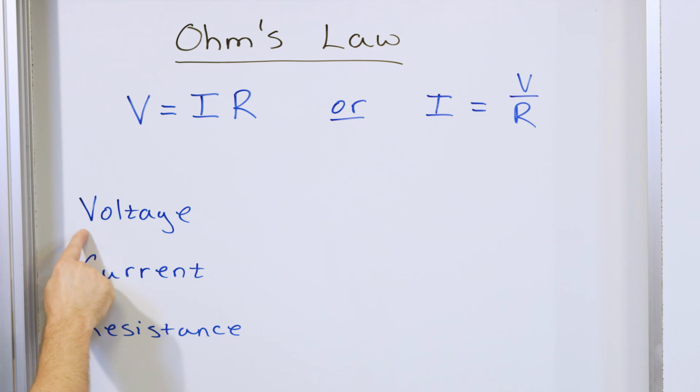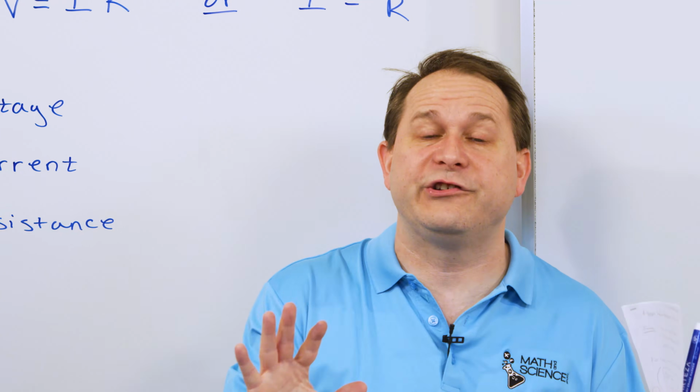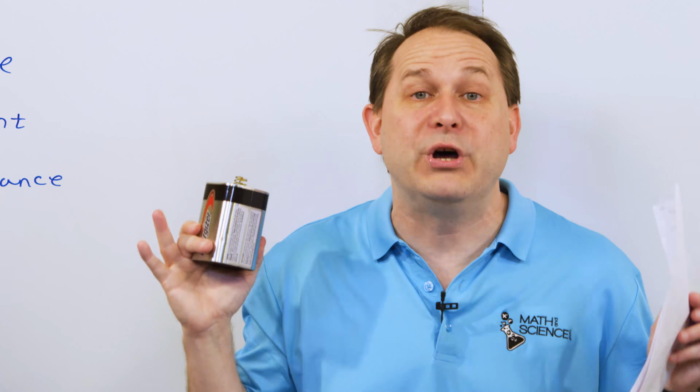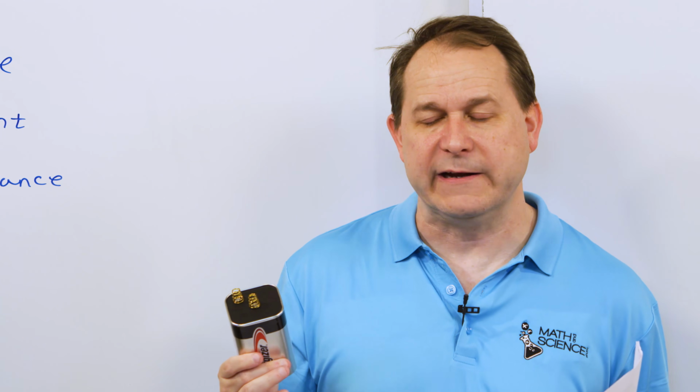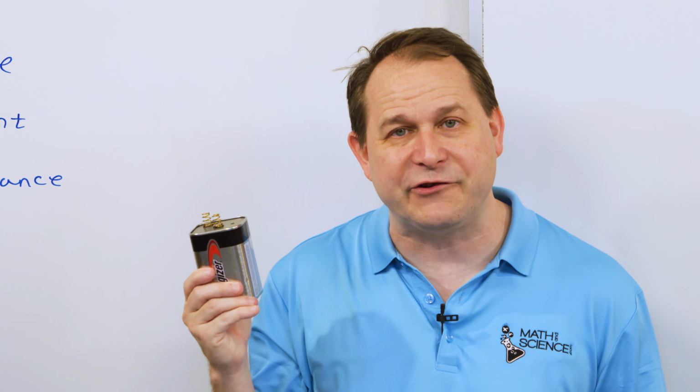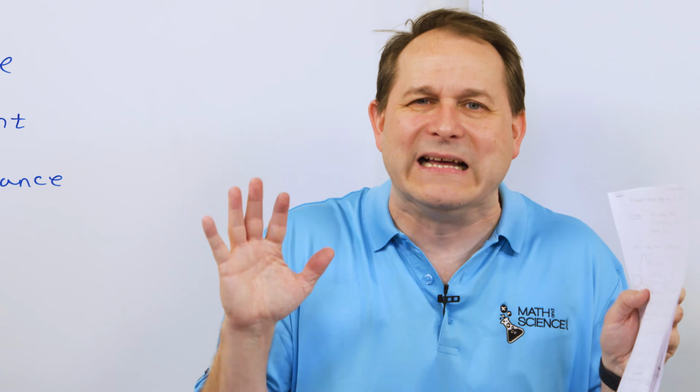What does voltage mean? Voltage is the push in an electric circuit. This battery is providing a physical push to the electrons in the circuit. The push is coming from a chemical reaction. Ultimately, the push comes from what we call the electric field.